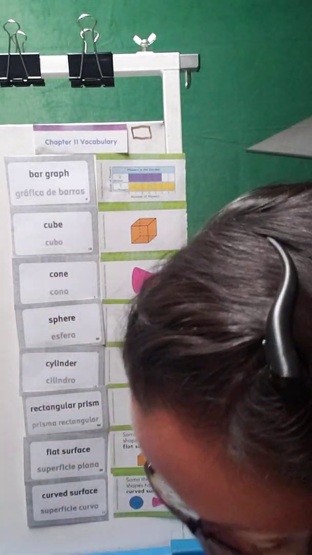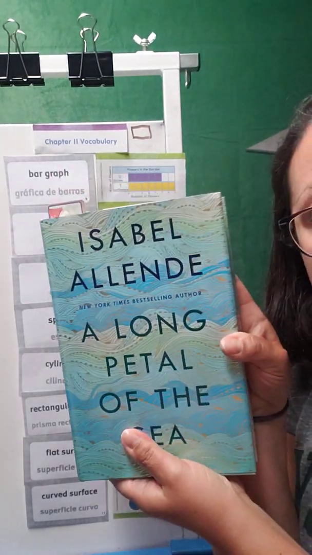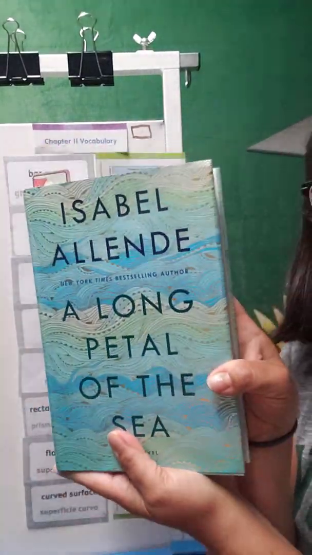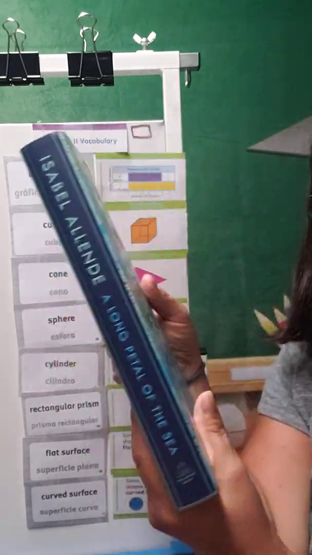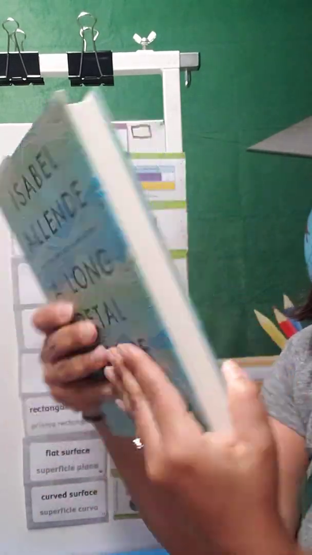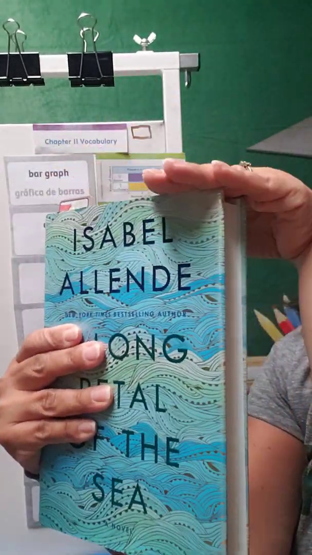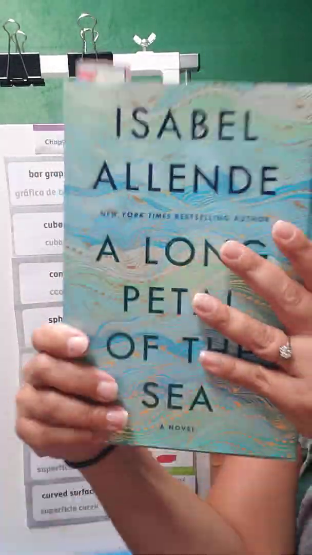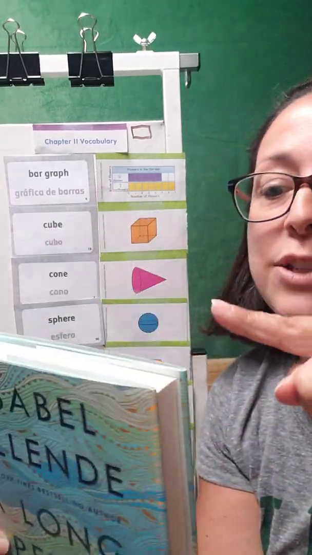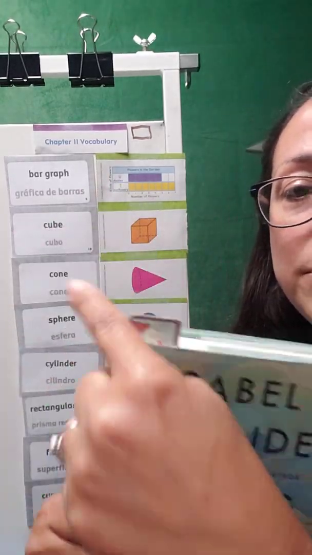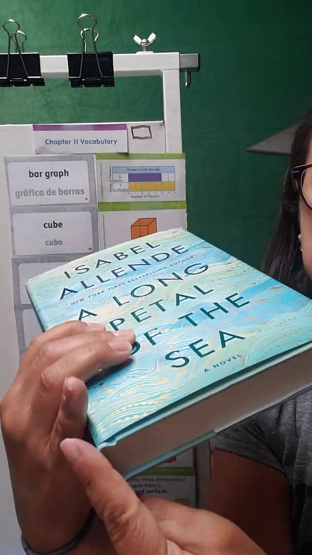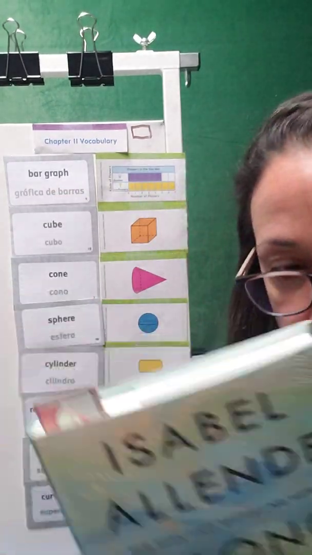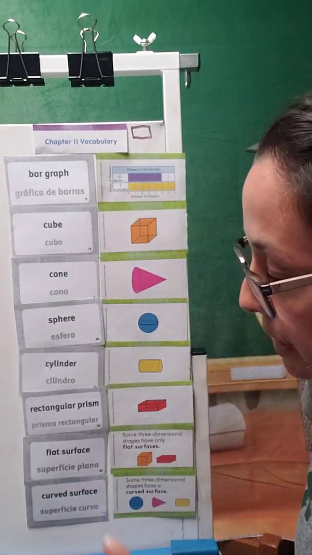All right, and here's another rectangular prism. Any sort of book. This is a book that I'm reading. So ese también es una prisma rectangular. It has 1, 2, 3, 4, 5, 6 flat sides, and then it has 1, 2, 3, 4, 5, 6, 7, 8 corners, just like the tissue box. All right, almost done.